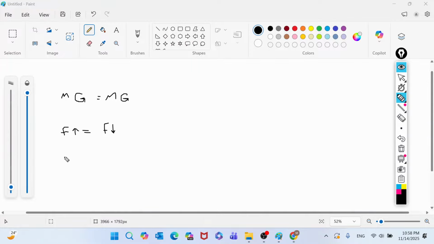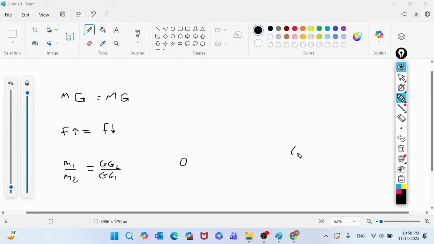Also, guys, you should know the formula to calculate the center of gravity, which is M1 over M2 equals GG2 over GG1. Guys, G2 and G1, these are distances. Let me draw it to help you understand.